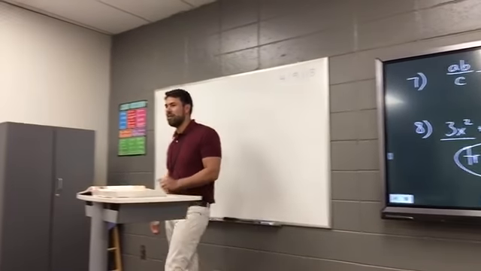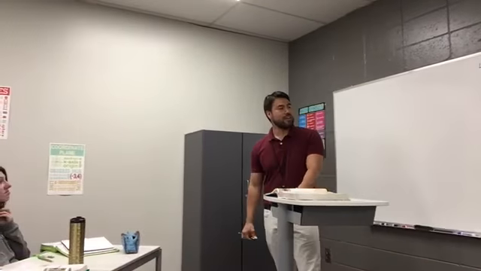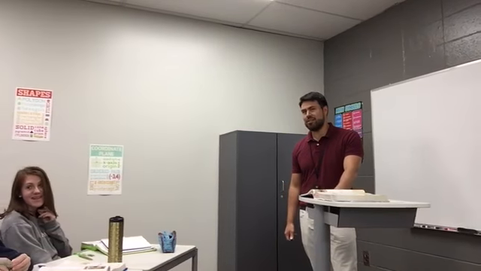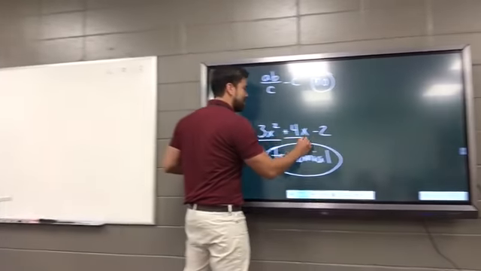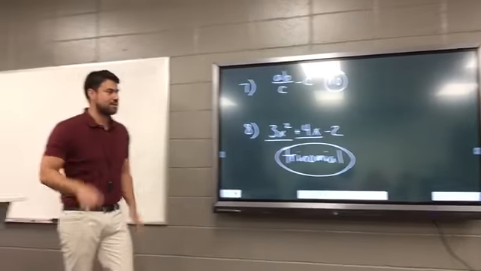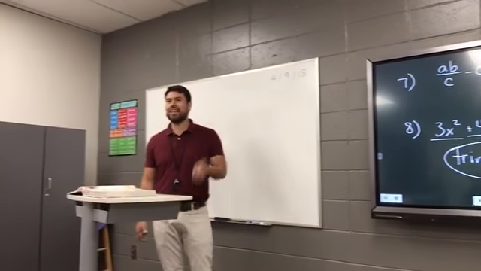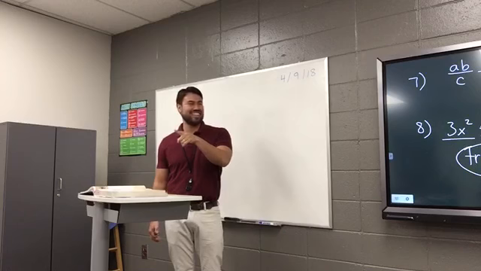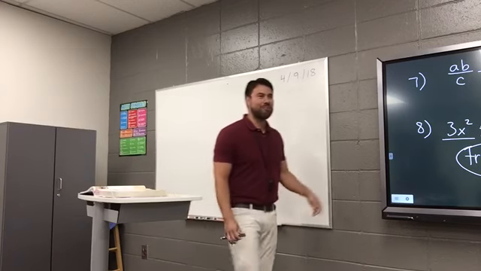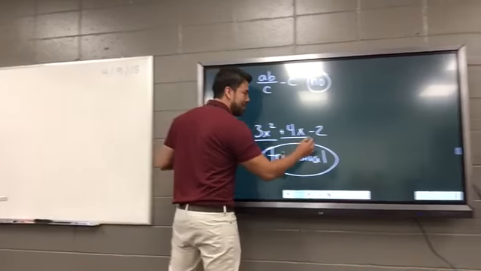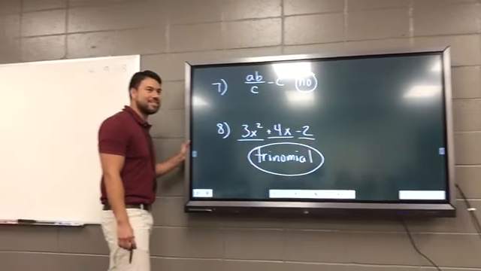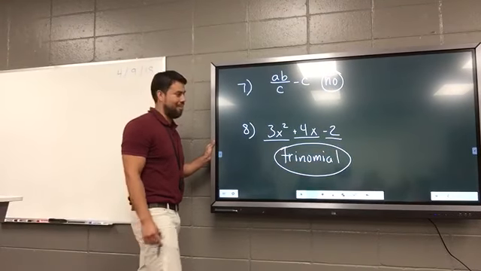Next, on Name That Monomial, Murphy, what is the second monomial? Oh, she got it. 4x is correct. And I'll put positive 4x because I'm a positive guy. Last monomial. I'll go with Matt. What's the third monomial? Negative 2. And we'll say negative because I don't like negative.